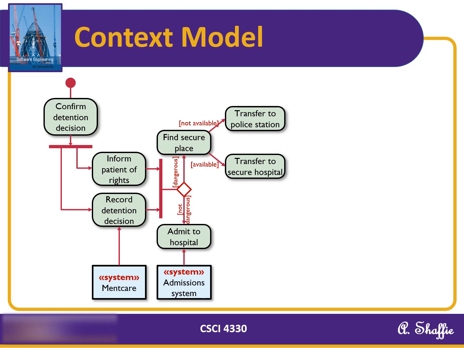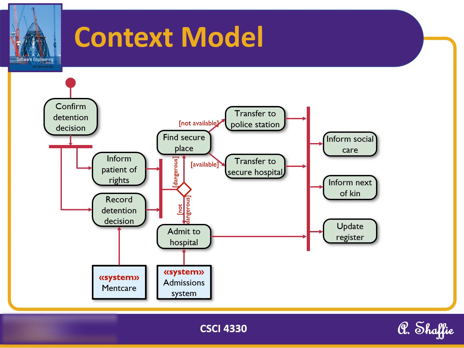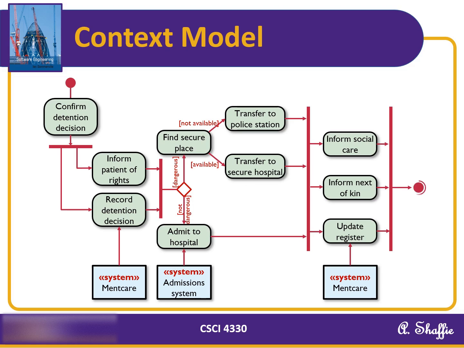admission system. After getting done with all these activities, this will lead to another solid bar that will lead to new activities that can be done in parallel, which are informing the social care, informing relatives, and updating the register. Updating the register will need another connection with the Medicare system. All this will lead to another solid bar, which will lead to the end of this activity.